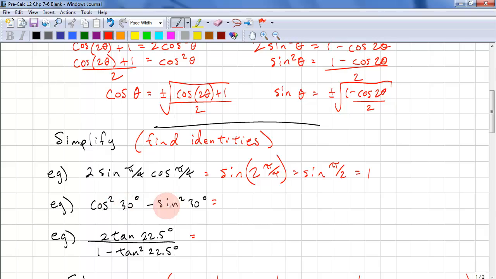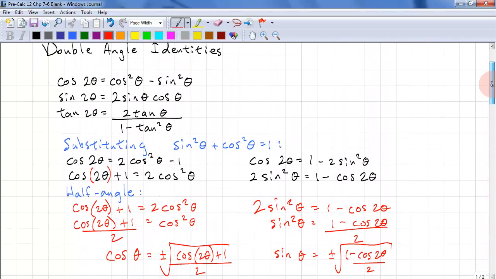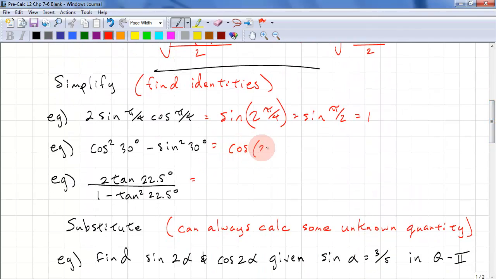We have cos squared minus sine squared. So this is cos squared theta minus sine squared theta. So this is cos 2 theta. This is cos 2 times 30 degrees. This is cos 60 degrees. And that's equal to 1/2. And this one's easy to guess. This is tan 2 times 22.5 degrees. So this is tan 45 degrees. And this is a special angle, so you should remember the ratio, which is 1.